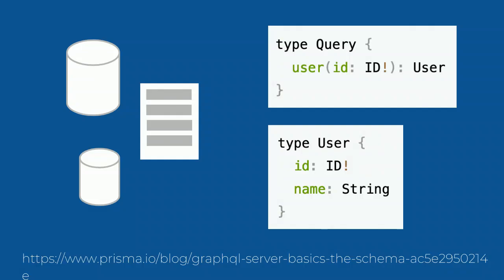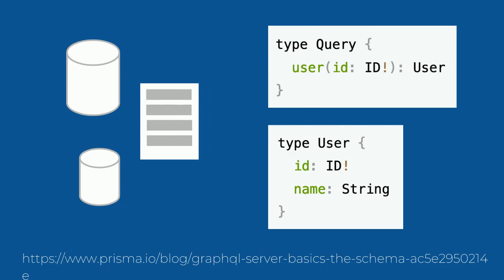It could also be a mutation type, that's another special root field, and that one would be for writing instead of reading. But for this case, what we need is this first root type, which we call query, and has only one field here, which is the user.